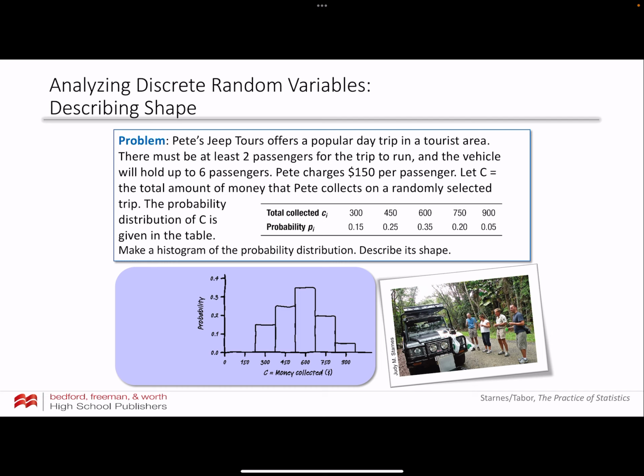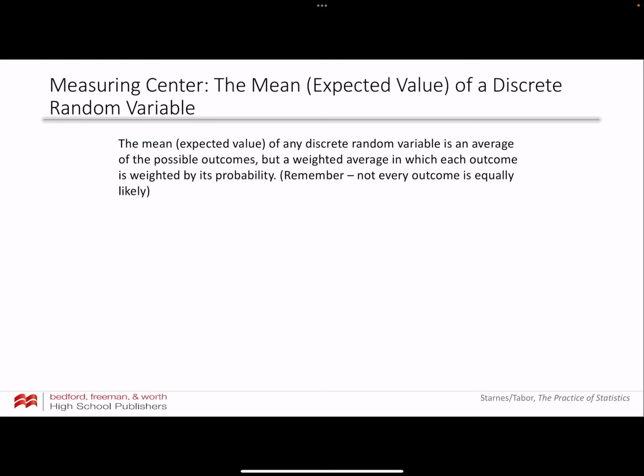Tell me about its shape. Think about it. It looks pretty symmetric, right? It looks like the peak is around $600. So if I want to describe the center and the spread, I need to calculate the mean and standard deviation.